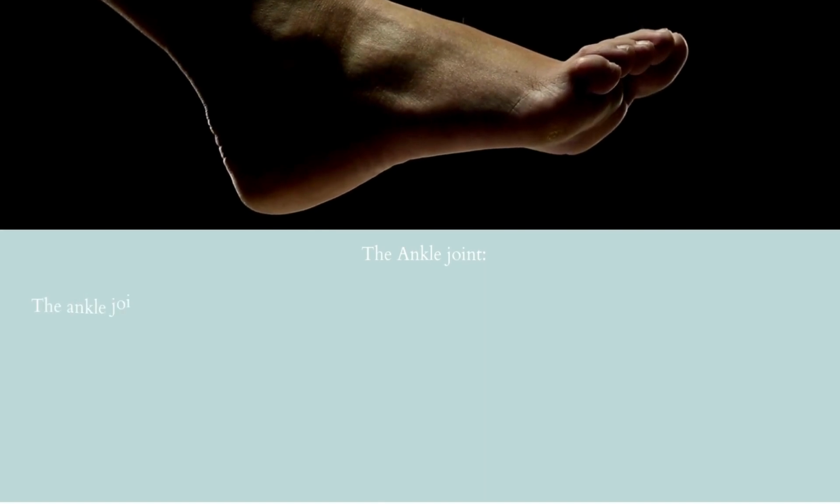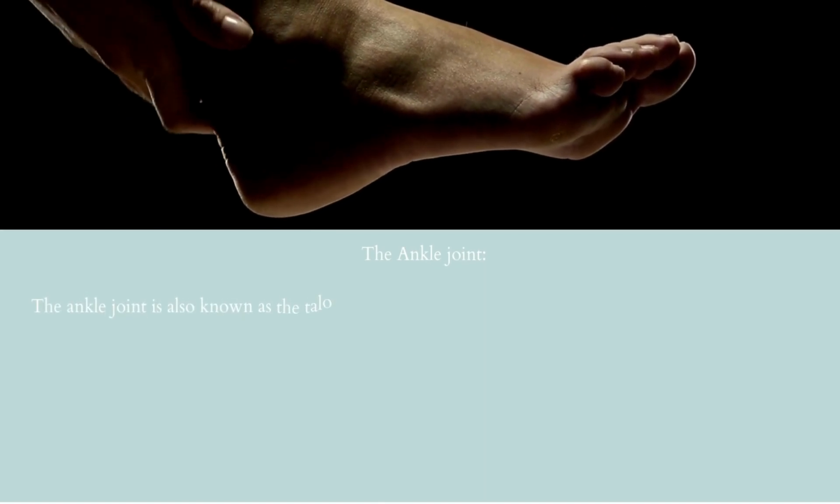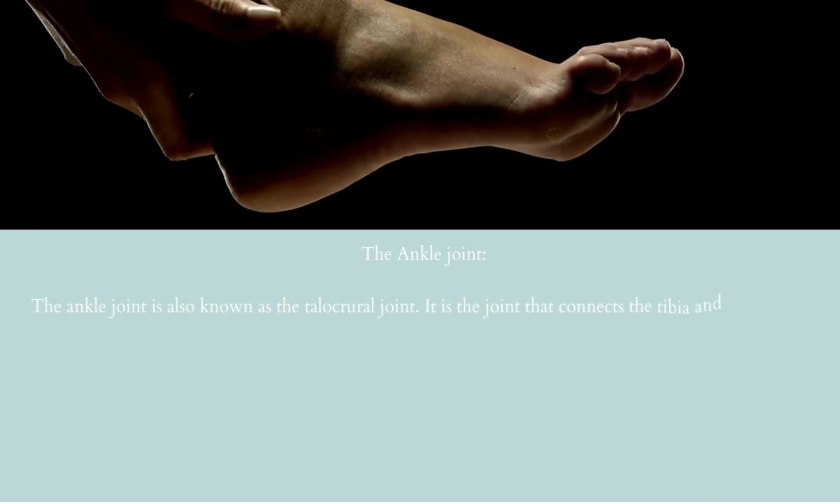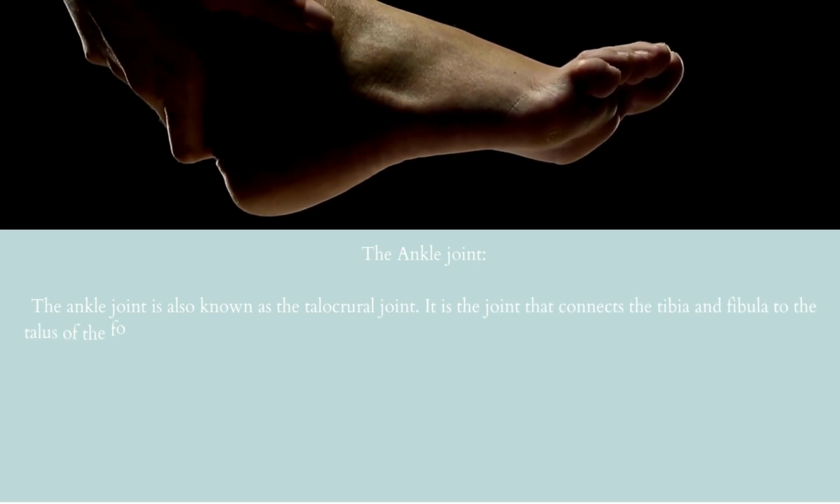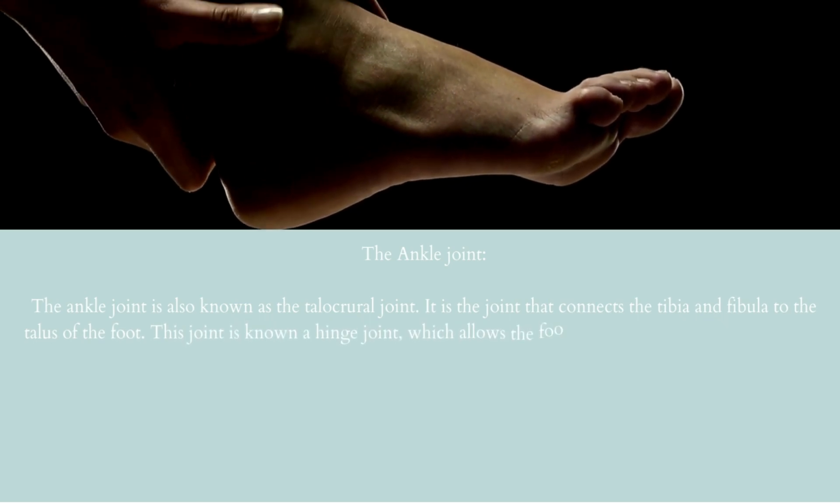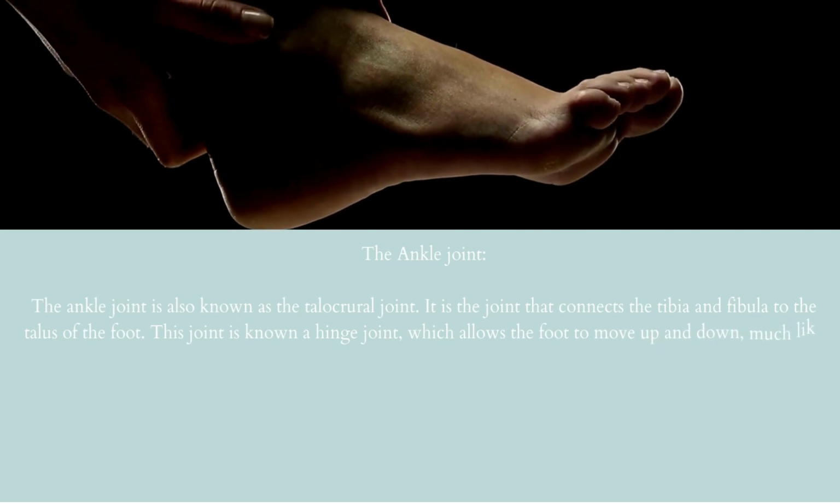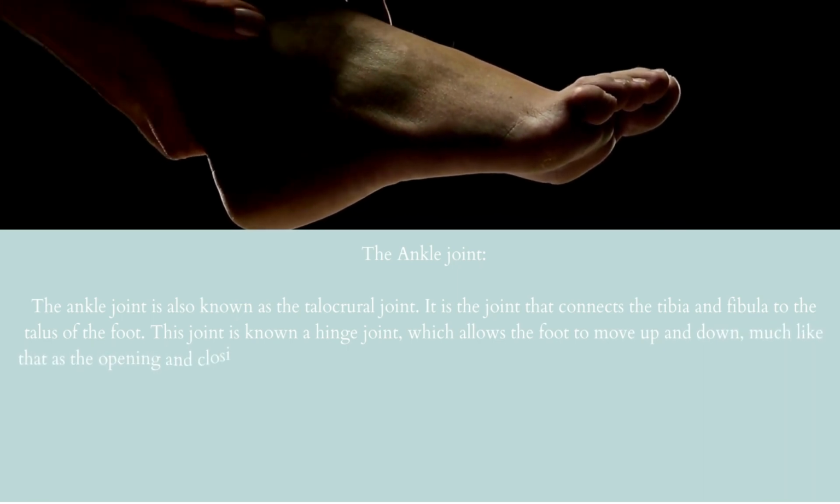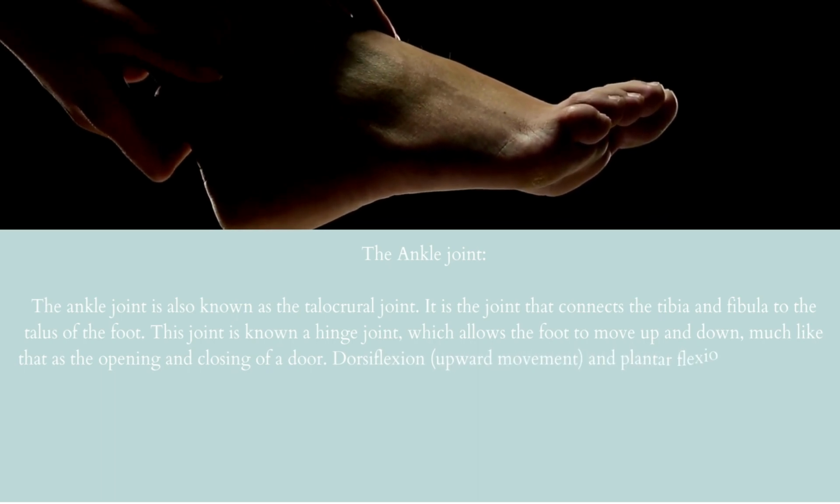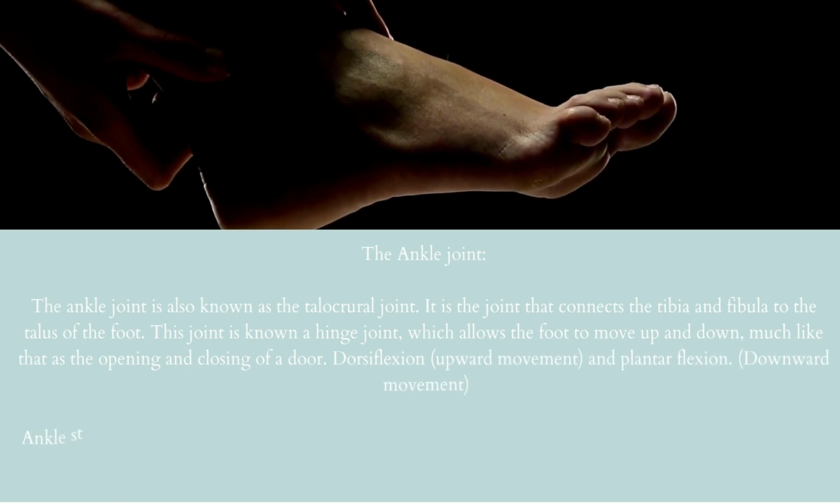The ankle joint. The ankle joint is also known as the talocrural joint. It is the joint that connects the tibia and fibula to the talus of the foot. This joint is known as a hinge joint, which allows the foot to move up and down, much like the opening and closing of a door.